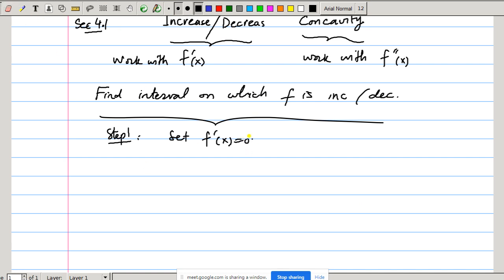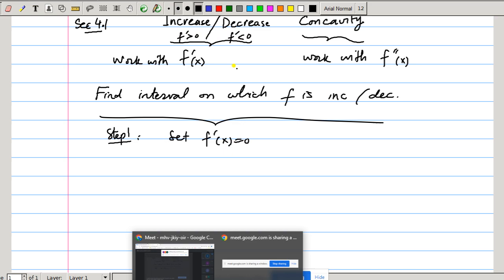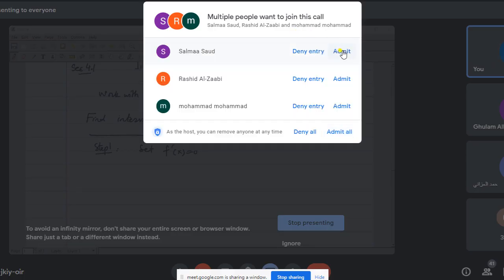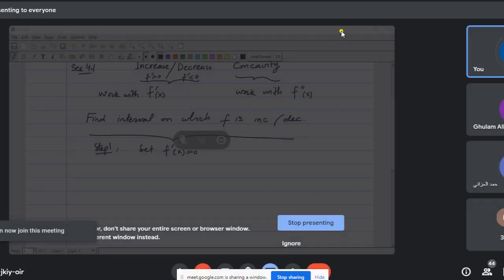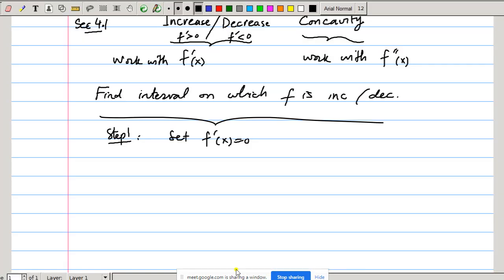All right, so I need f prime to be positive, and here we need f prime to be negative for decrease. Okay, so first instead of getting positive and negative, let's just do the zeros first. Let's see where it is zero. So if f prime is zero, get the values x equal to x1, x2, whatever values you are getting. These give you the separations of your intervals.